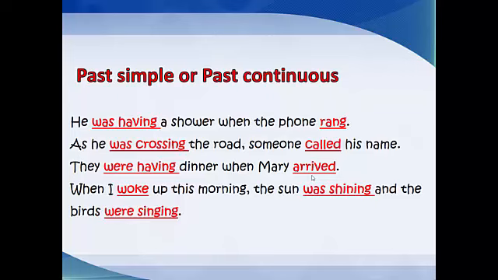For the past simple and past continuous, we can give some examples, like: He was having a shower when the phone rang. As he was crossing the road, someone called his name. They were having dinner when Mary arrived. When I woke up this morning, the sun was shining and the birds were singing. Of course, you can use the past continuous when you are describing a scene and natural things in the past or a holiday that you had in the past.